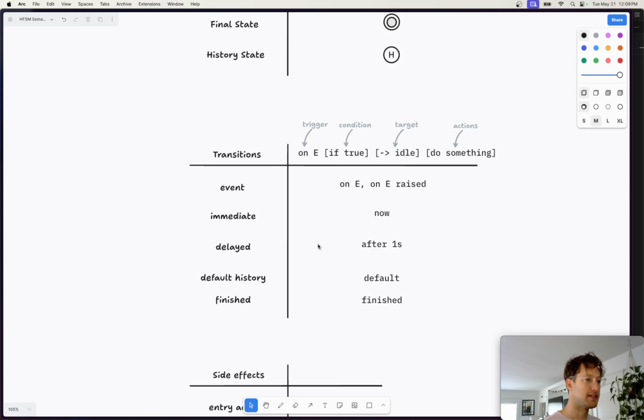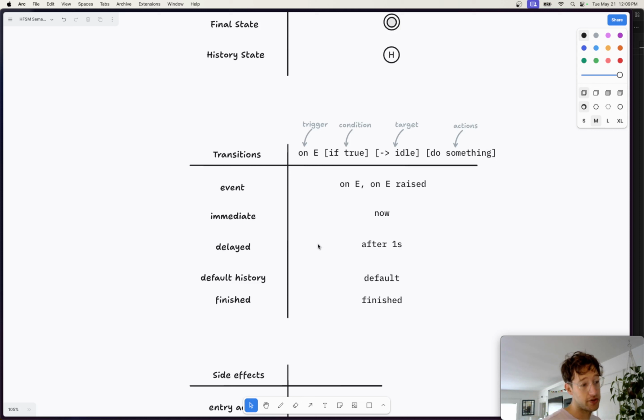We have the default history transition, which can only occur in a history state, and it's like the first time a history state is entered or is targeted, but there's no existing history in that state. We're going to use this default transition.